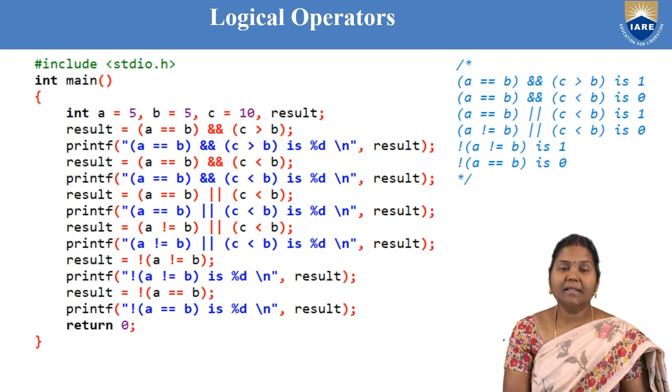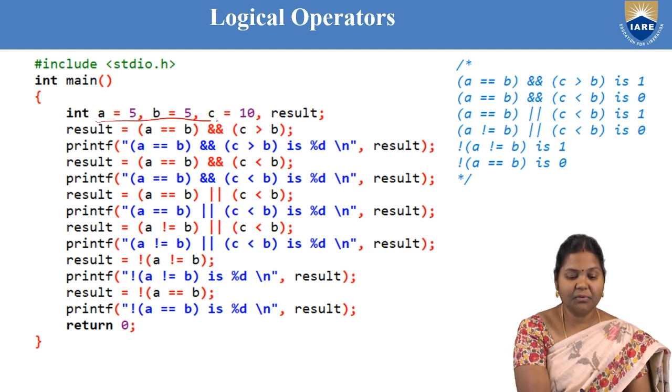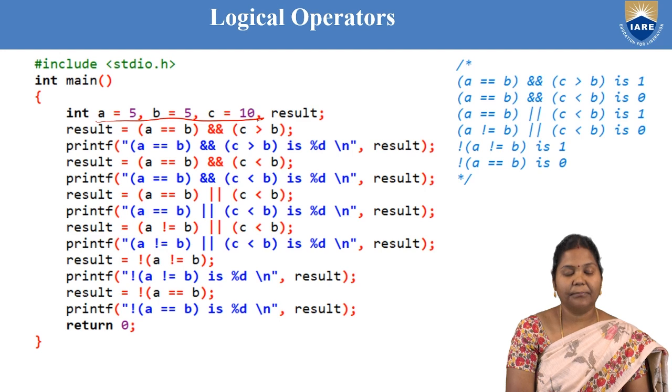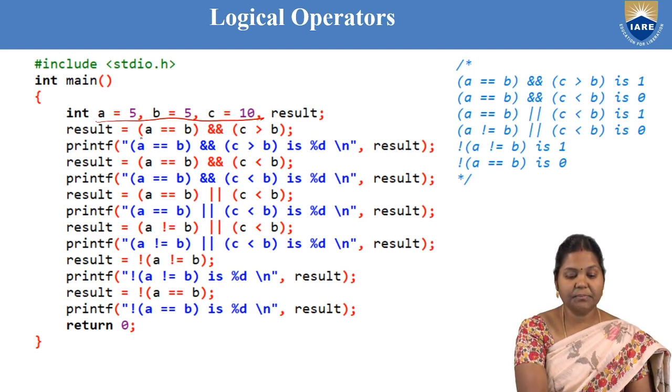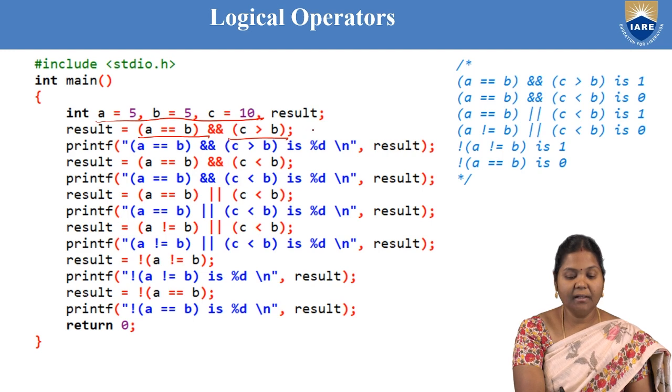Suppose to understand the logical operators, logical AND, OR, and NOT, let us take A is equal to 5, B is equal to 5 and C is equal to 10. So, how to compute the result? Let us take one expression. Suppose the expression is A double equals to B and C greater than B. So, what is the meaning of it? A double equals to B, that means we are comparing 5 double equals to 5. Yes, it is true. And we are comparing with C greater than B. C is 10, greater than B is 5.